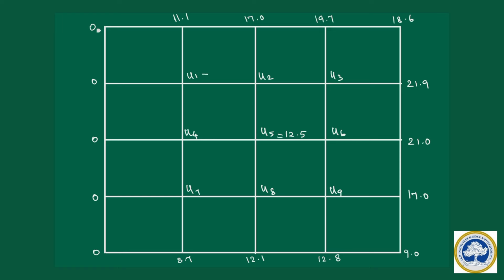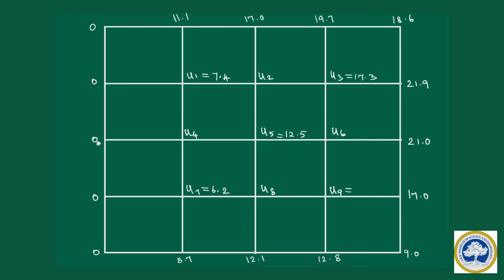If you calculate, you can find out U1, that is 7.4. Next, similarly, you can calculate U3, that is 17.3. This is 12.5, 17 plus 18.6 plus 21 divided by 4 will give you 17.3. Similarly, U7 means 0 plus 0 plus 12.5 plus 12.1 divided by 4. It will give you 6.2.